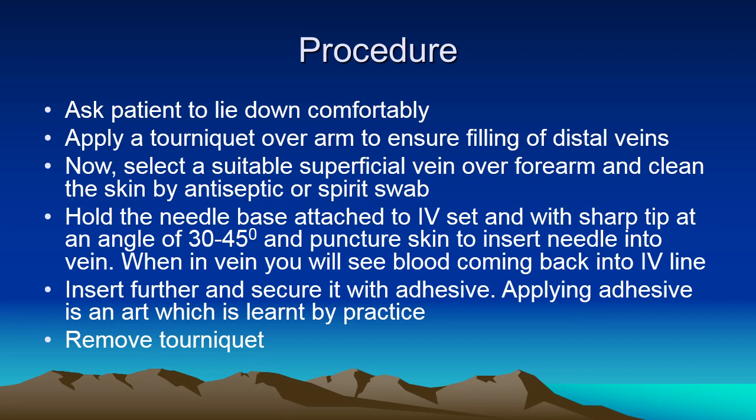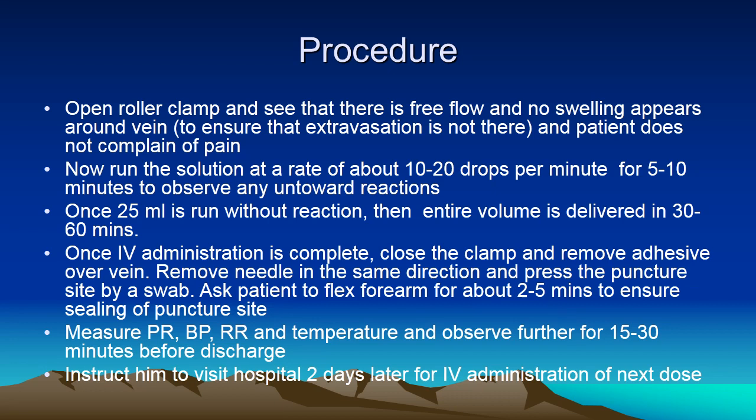Hold the needle base, attach to the IV set and with the sharp tip at an angle of 30 to 45 degrees, puncture the skin to insert the needle into the vein. When the needle is in the vein, you will see blood coming back into the IV line. Insert further and secure it with adhesive. Applying adhesive is an art which is learned by practice and therefore this should be done repeatedly. Remove the tourniquet. Open the roller clamp and see that there is free flow and no swelling appears around the vein. This is to ensure that extravasation does not occur and the patient does not complain of any pain.